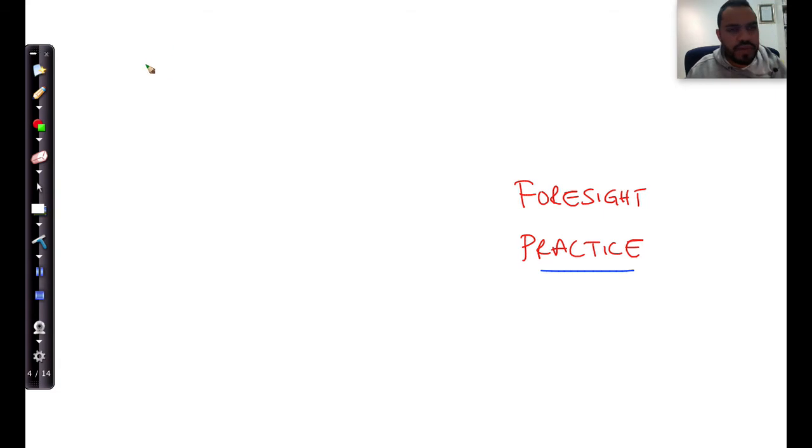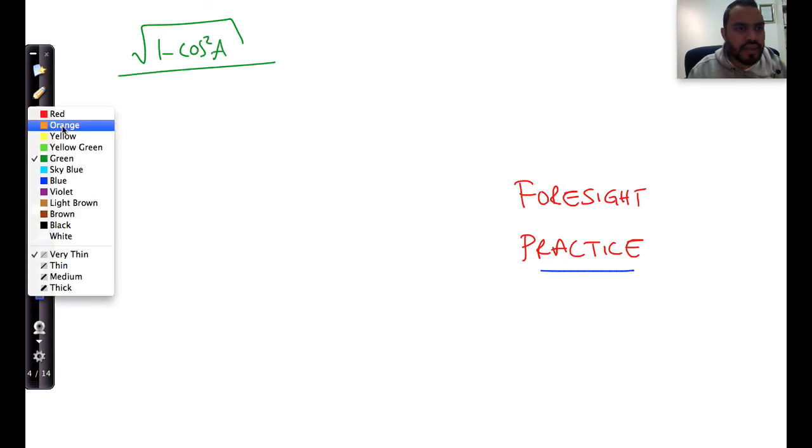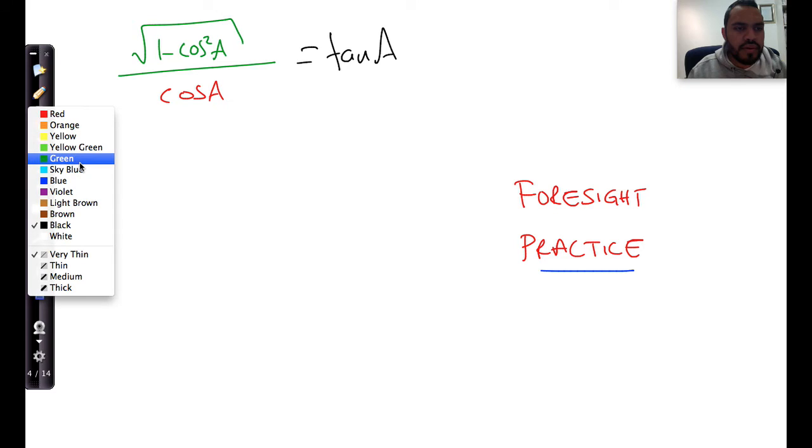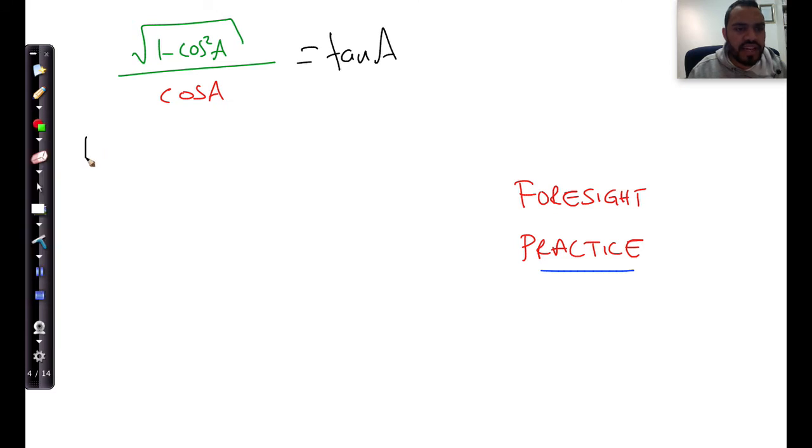This is a very, very simple one. It's the square root of 1 minus cos squared A, divided by cos of A, is equal to tan of A. Again, this is my left-hand side, this is my right-hand side, and I have to indicate that I'm working with the left-hand side in order to prove the right-hand side. So I say left-hand side is equal to the square root of 1 minus cos squared A all over cos of A, is equal to.